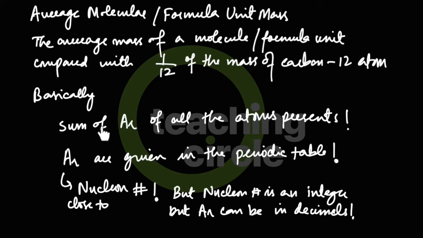Basically, in summary, the average molecular mass would be the sum of all the relative atomic masses of all the atoms present in the molecular formula, and likewise the relative formula unit mass would be the sum of all the relative atomic masses of all the ions present in the formula unit.